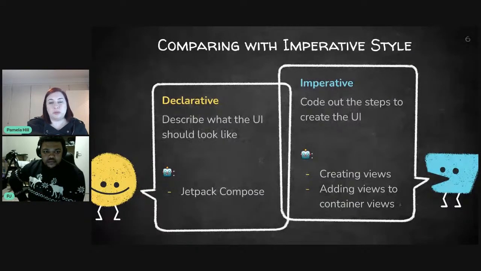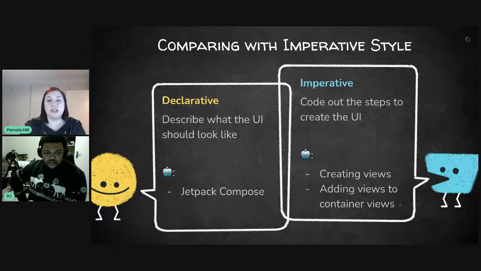It's really useful also to compare declarative with imperative, and explain what the difference is. Imperative is our traditional way of doing things, and it's basically coding out the steps to create the UI. Declarative, on the other hand, what we'll be looking at tonight, is describing what the UI actually should look like. Describing is the keyword. On Android, your imperative style is creating your views manually and adding those views to your layouts manually, basically adding them to their container views. Whereas on Android, it's Jetpack Compose for declarative.